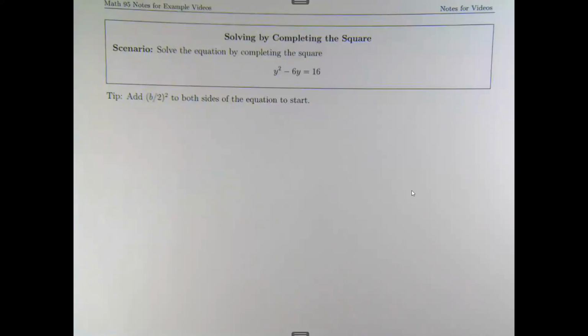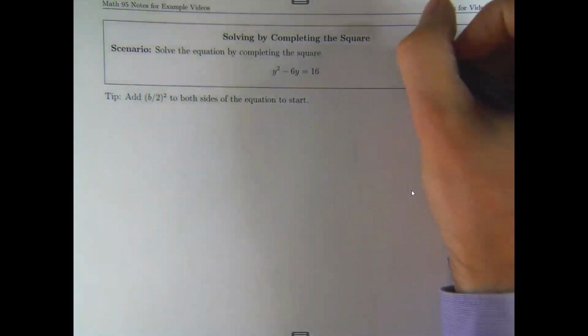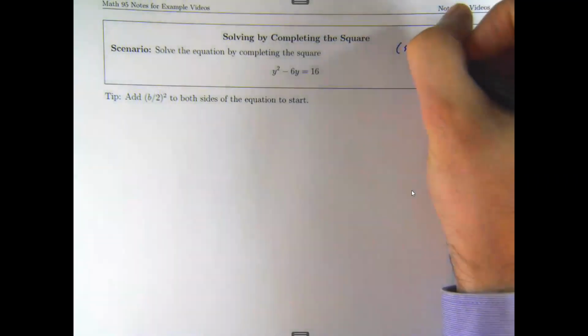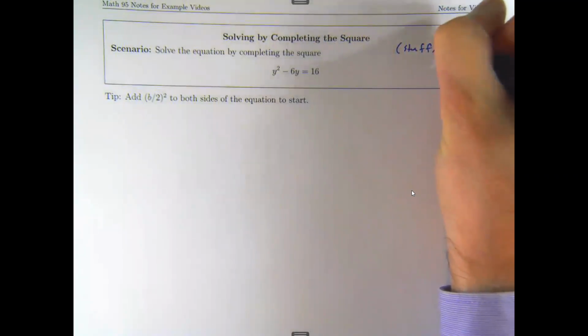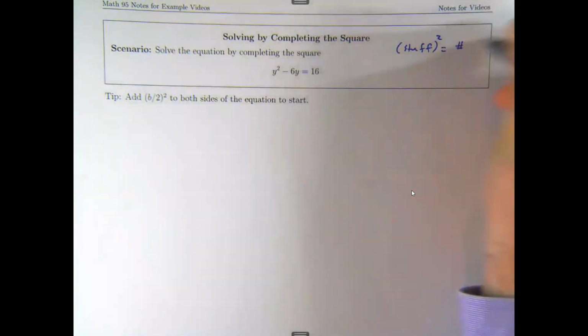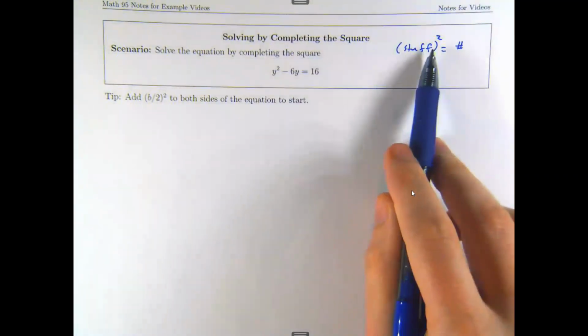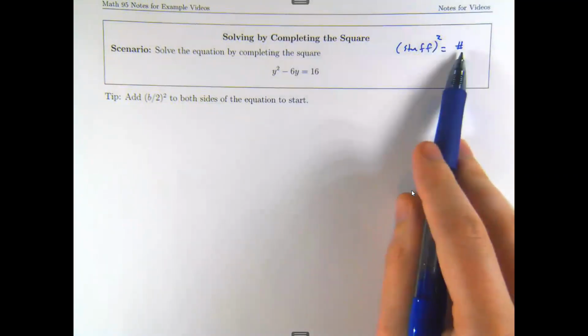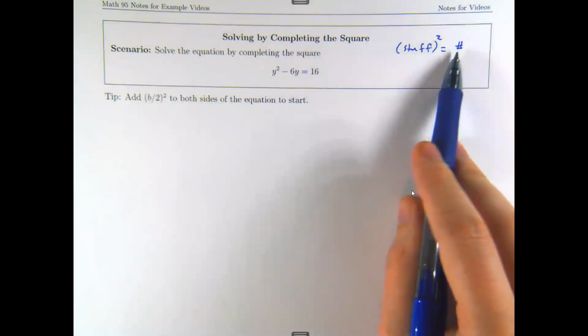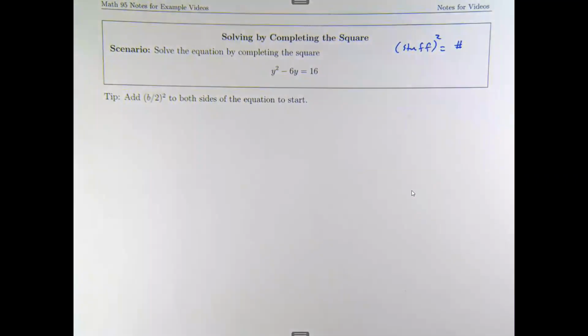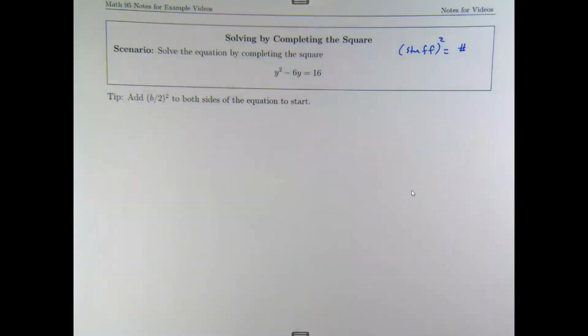Let's take a look at solving by completing the square. So the idea for solving by completing the square is I want to end up with some quantity, some stuff squared equaling some number, because then if I'm trying to get rid of this square, I can take the square root of both sides, and it should be way nicer to solve if I don't have exponents.